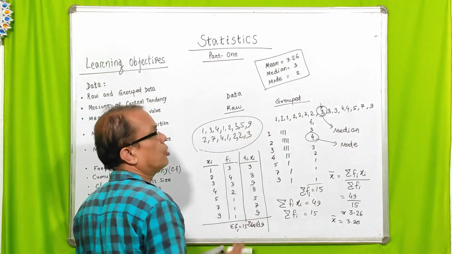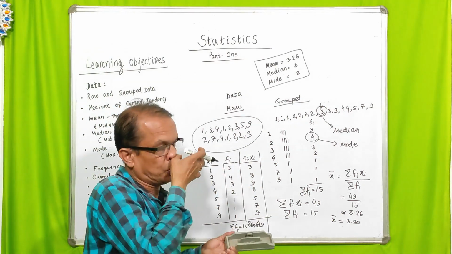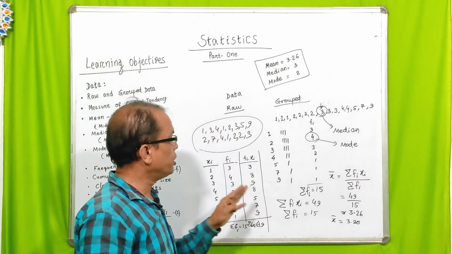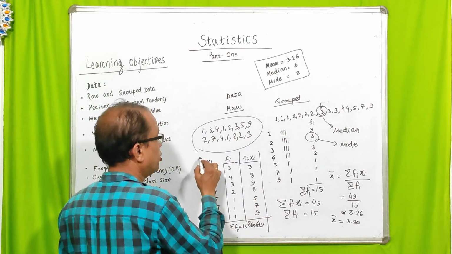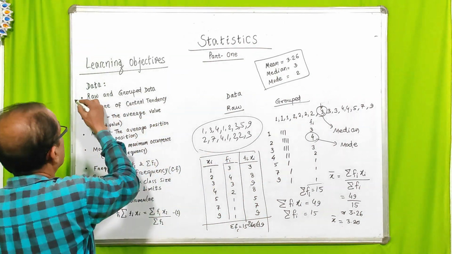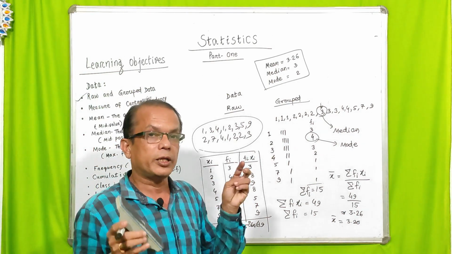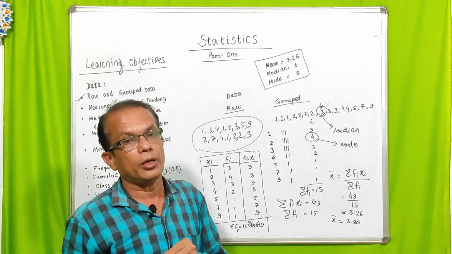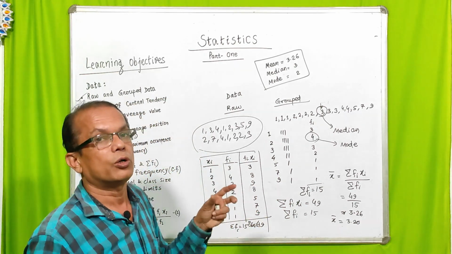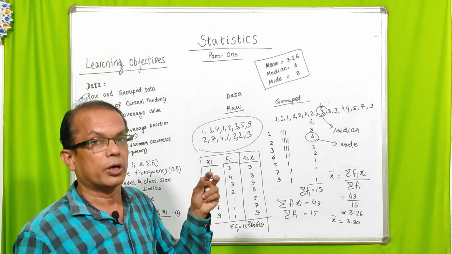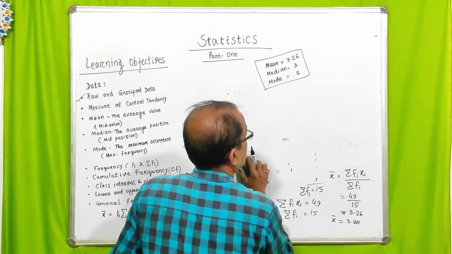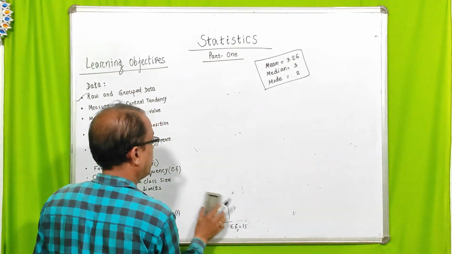When the data is not organized, it is called raw data. When it is put in the form of a table, it is called grouped data. I think you understand what raw data and grouped data are. When we want to find the middle value, we take the mean. When you want to find the middle position, we take the median. When you want to know the maximum occurring thing, it is the mode. So this is about the central tendencies that we generally try to find out.